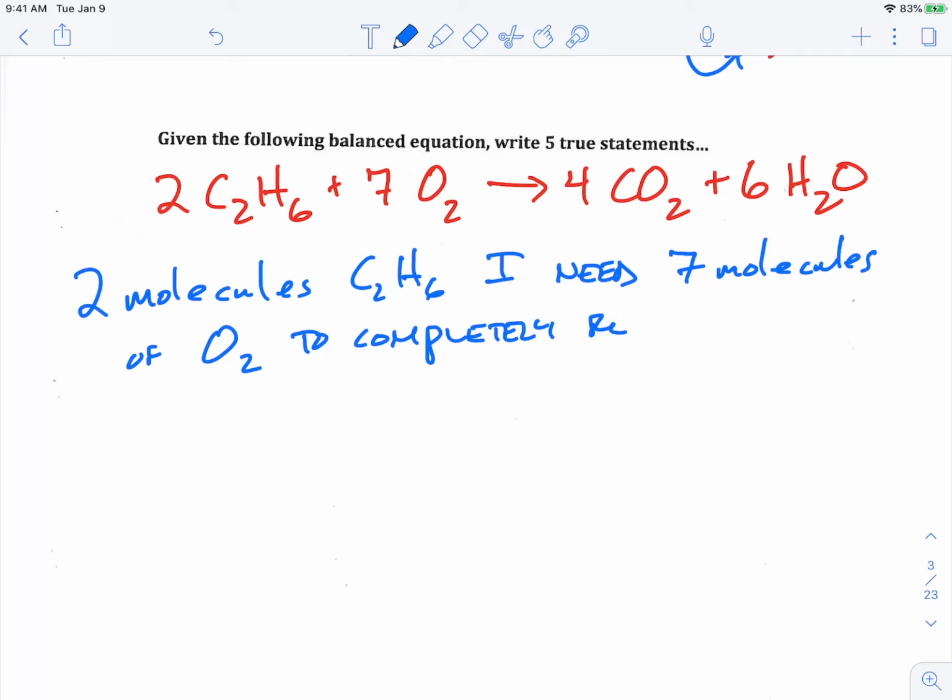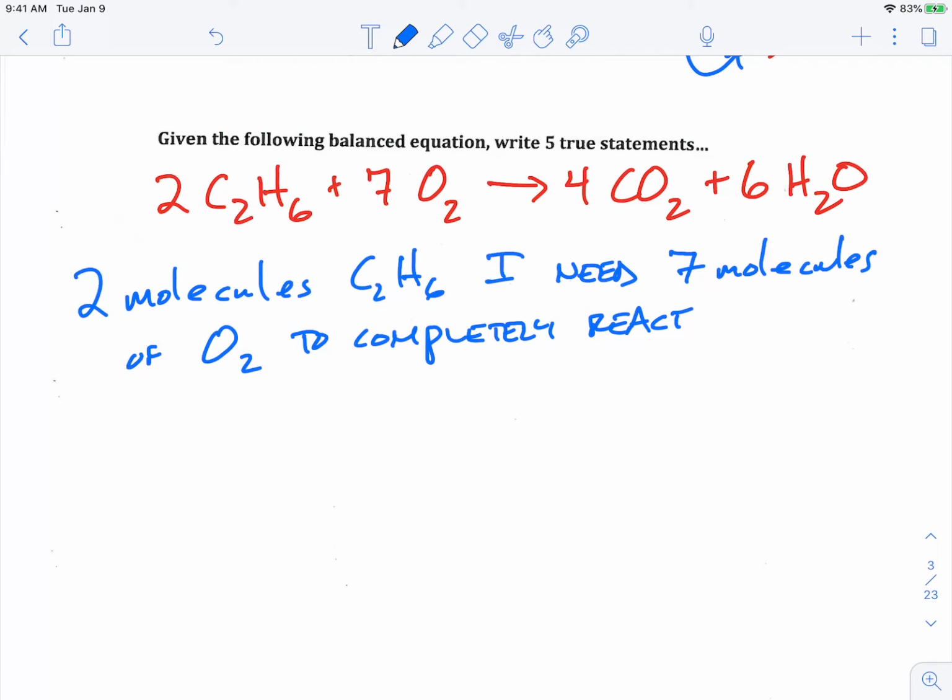So one thing that we're doing here is that we are comparing the reactants to each other. So for every 2 molecules of C2H6, I need 7 molecules of O2 to completely react. I could talk about what's happening from one reactant to one product as well, and I can just pick and choose which ones I want to talk about.